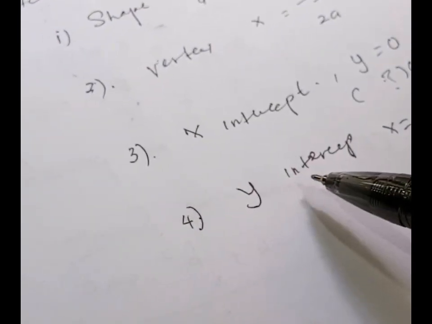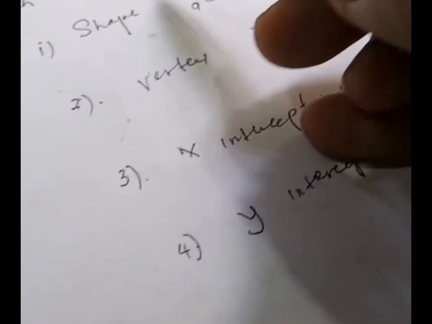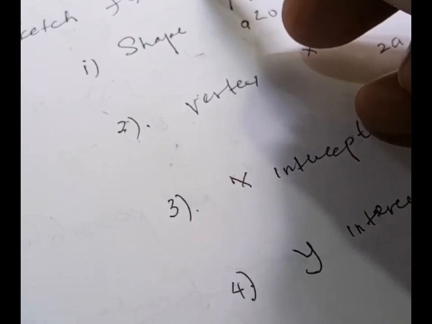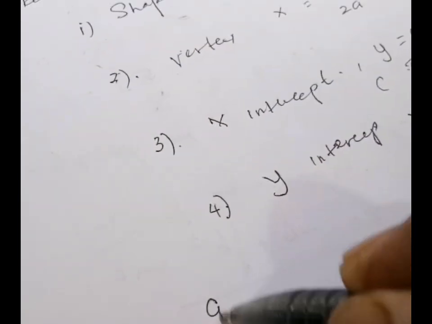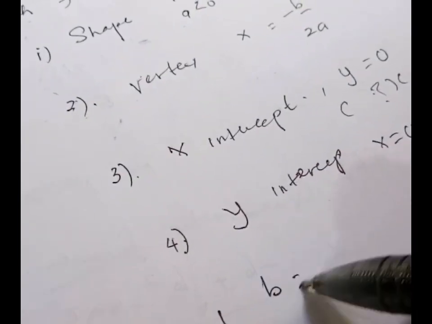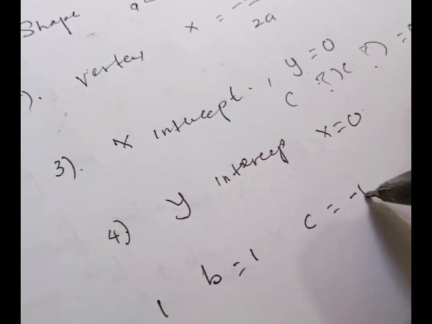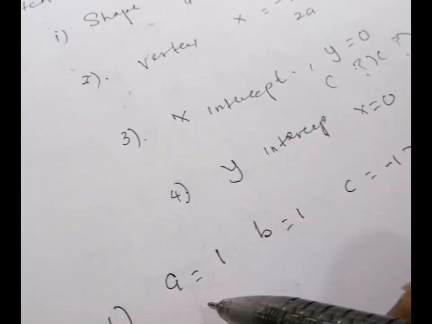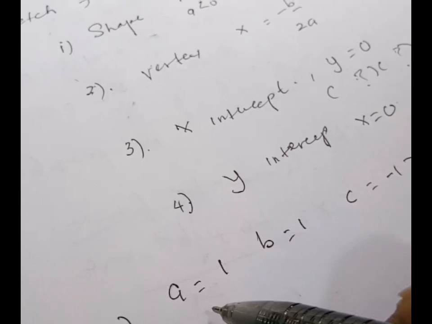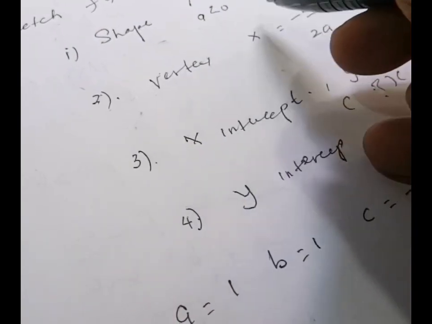First, number 1, shape. Here a is 1, b is 1, and c is negative 12. Since a is greater than 0, the shape is like this, with a minimum.